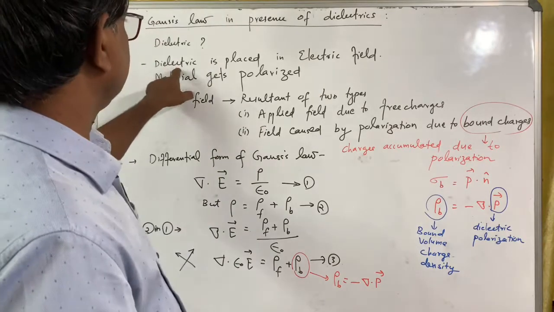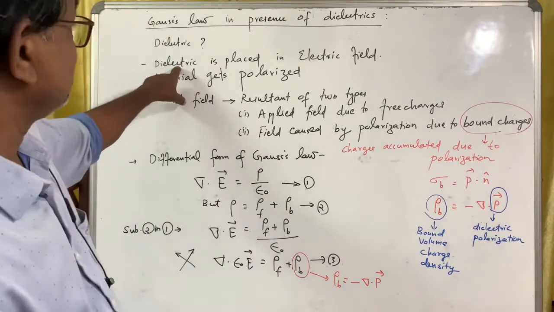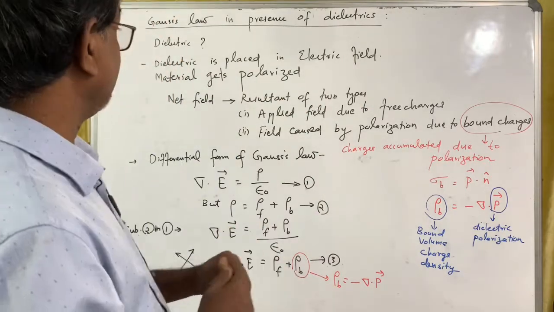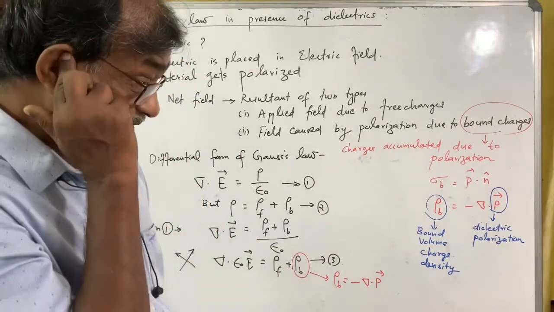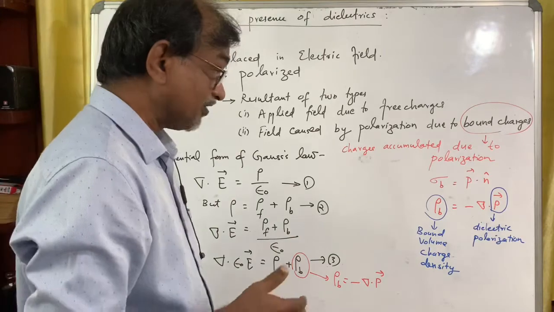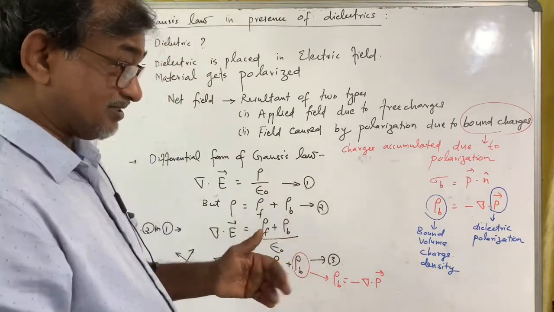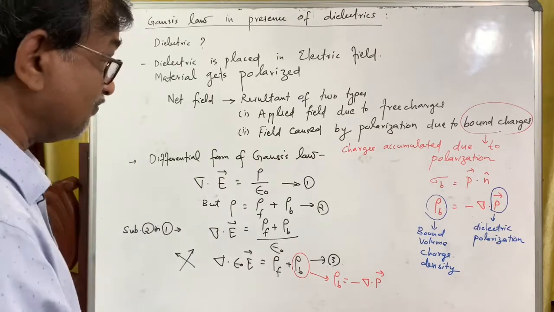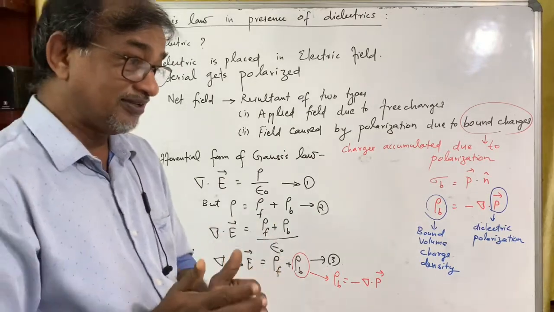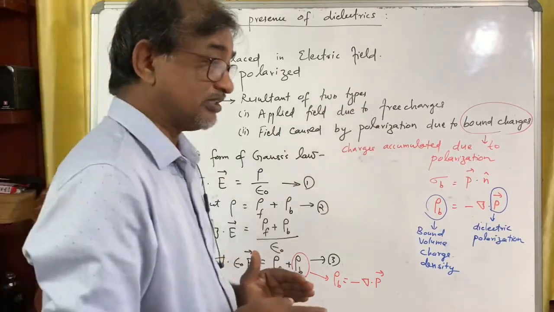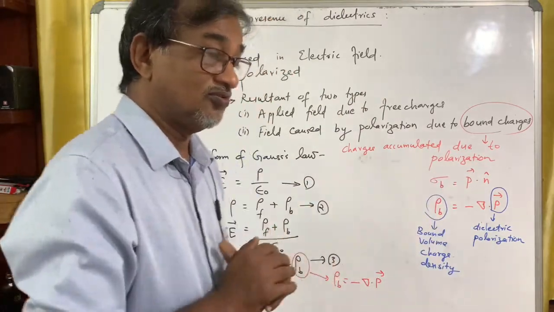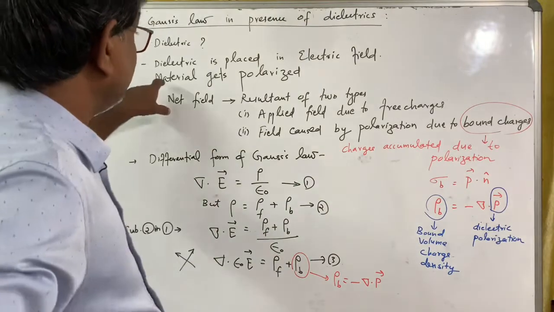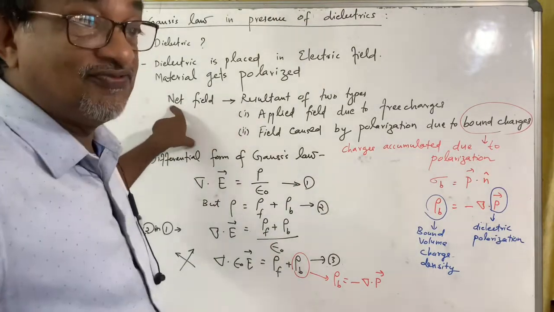So, you imagine such a situation here also. A dielectric is placed in an electric field. So, what happens to the dielectric? The dielectric in between the metal plates, that is in a particular electric field, gets polarized. What do you mean by that? The positive charges move towards one side and negative charges move towards the other side. So there arises a net field.